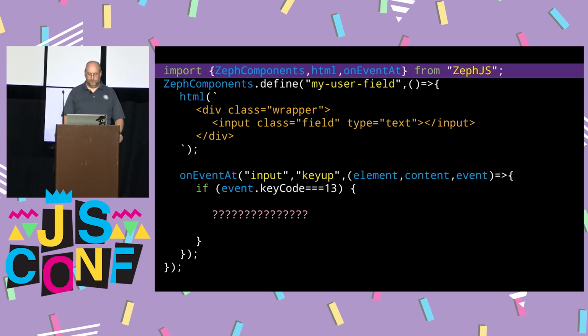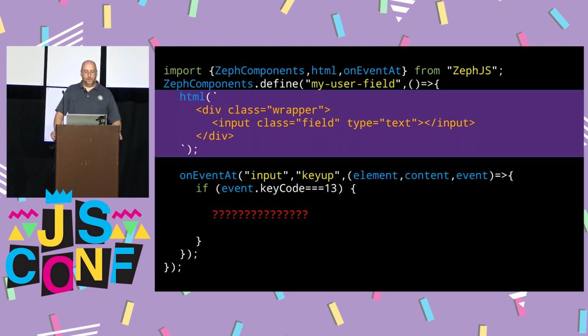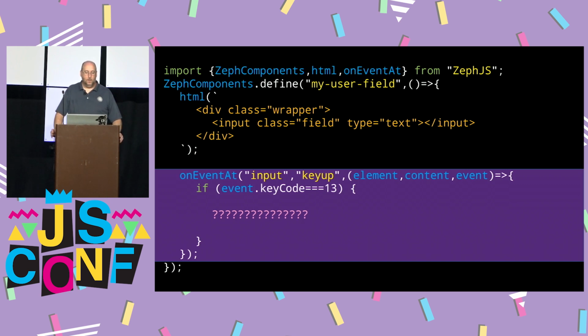So we import what we need from Zeph.js. And then we define our myUserField component. With Zeph.js, you provide the name of the component you are defining and a function that describes the detail of the new component. Within this definition function, we define our HTML content for our component, and we tell our component how we want to handle the key up event in the input element. The key up event is what we are watching to know when enter is pressed, right?